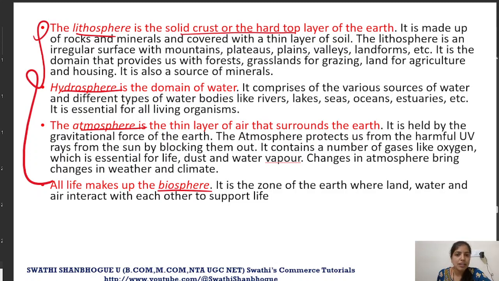Then we speak about the hydrosphere, where hydro means water. So all the water content like river, lake, sea, or ocean becomes a part of this sphere. Then we have the atmosphere, where we are speaking about air, where the content like dust, vapors, or oxygen is a prominent part of this atmosphere. And lastly, we speak about the biosphere, which is a combination of your land, water, and air.